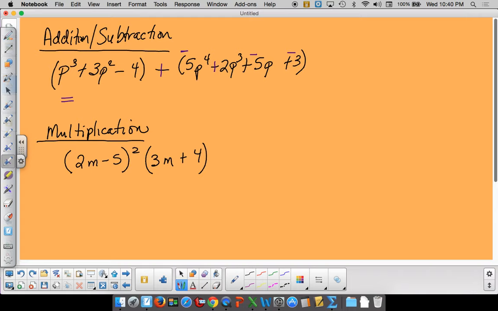Well, the highest one I've seen is the p to the fourth, so I believe we would start this thing with a negative 5p to the fourth. Are there any cubes up there? And yes, there are. There's p cubed and positive 2p cubed. So if I combine those now, that's going to give me plus 3p cubed. Then I would look for p squareds, and I am only seeing one of them. So I would have just the plus 3p squared.